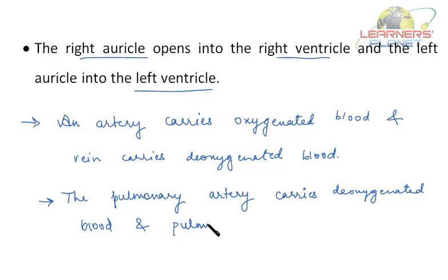and pulmonary vein carries oxygenated blood. So this is the opposite case with the pulmonary ones. Remember that an artery carries oxygenated blood, whereas the pulmonary artery carries deoxygenated blood. And the vein carries deoxygenated blood, while the pulmonary vein carries oxygenated blood. So this is about the flow of blood, right?